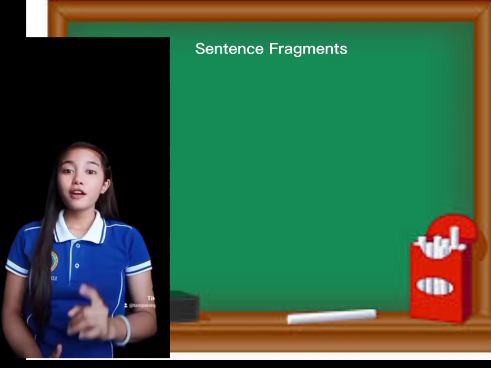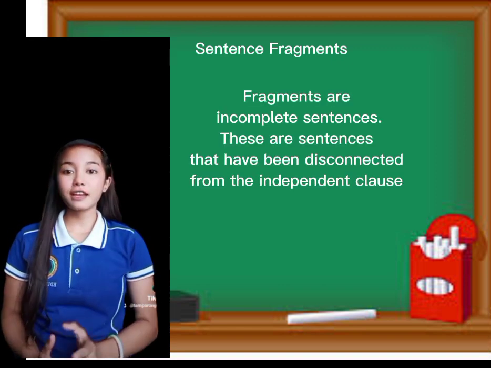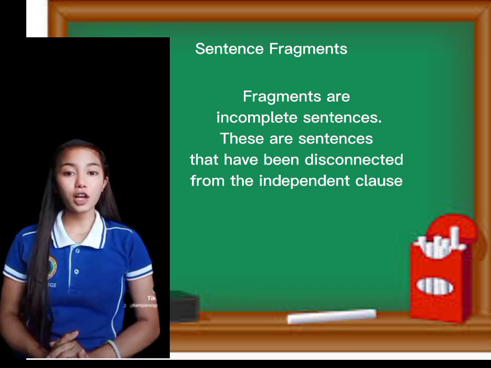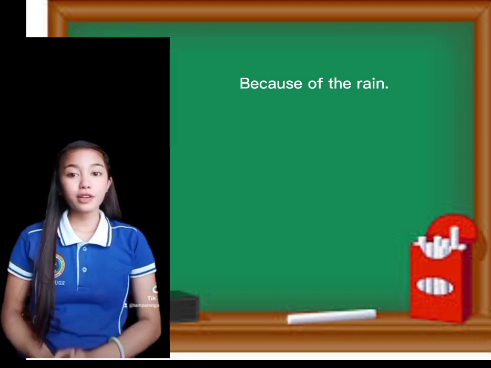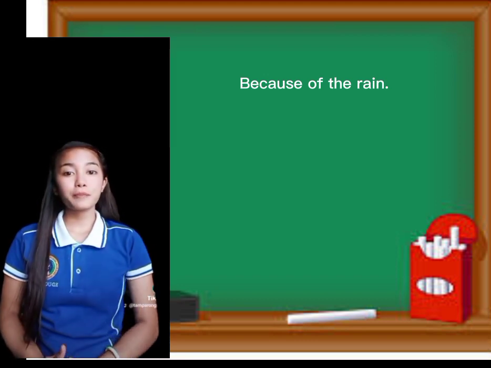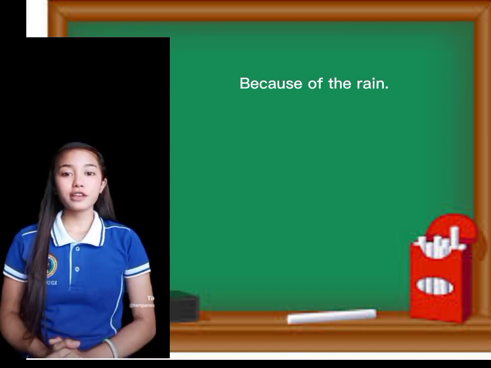Sentence fragments. Fragments are incomplete sentences. These are sentences that have been disconnected from independent clause. For example, because of the rain. On its own, because of the rain doesn't form a complete thought. It leaves us wondering what happened because of the rain. To complete it, we need further explanation.